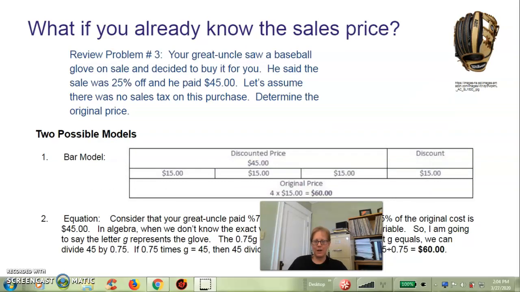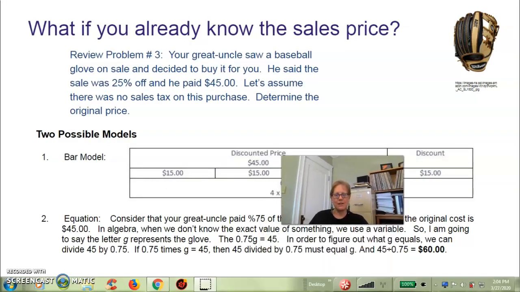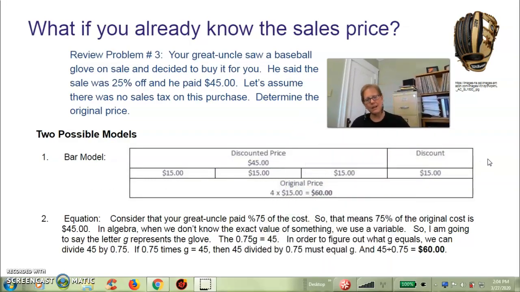All right, here we go. So let's take a look, see if we can figure this out. It's like the original price. Now this time, I actually decided to put the original price on the bottom. Nobody said you couldn't. You can do whatever you want with the bar model.